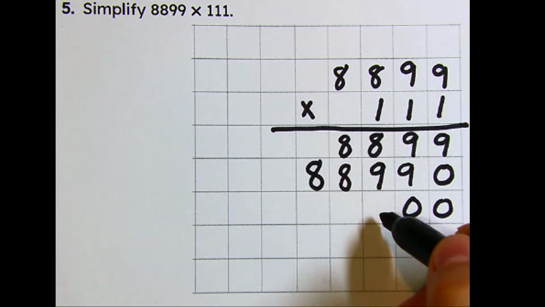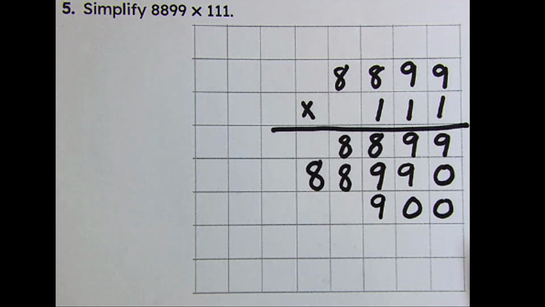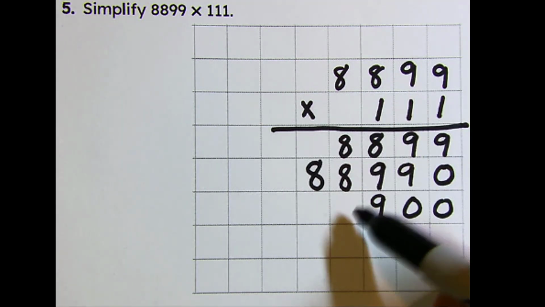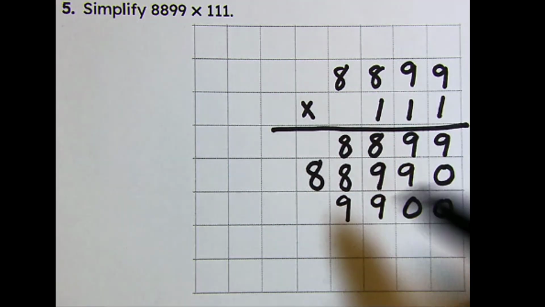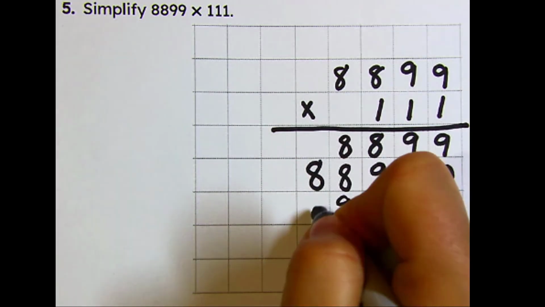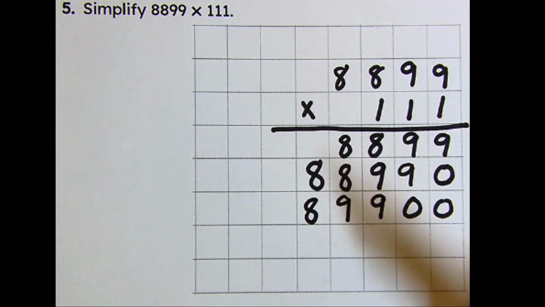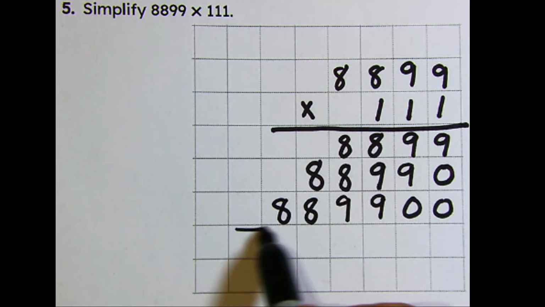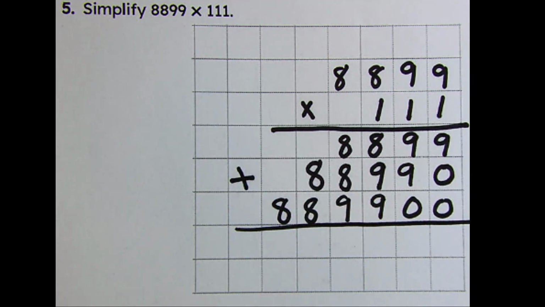Hundreds times ones is hundreds, 1 times 9 is 9. You're probably seeing a pattern here. Hundreds times 10 is thousands, 1 times 9 is 9. Hundreds times hundreds is 10,000s, 1 times 8 is 8. And then hundreds times thousands is 100,000s, 1 times 8 is 8. I'm going to go ahead and add each of these positions together.